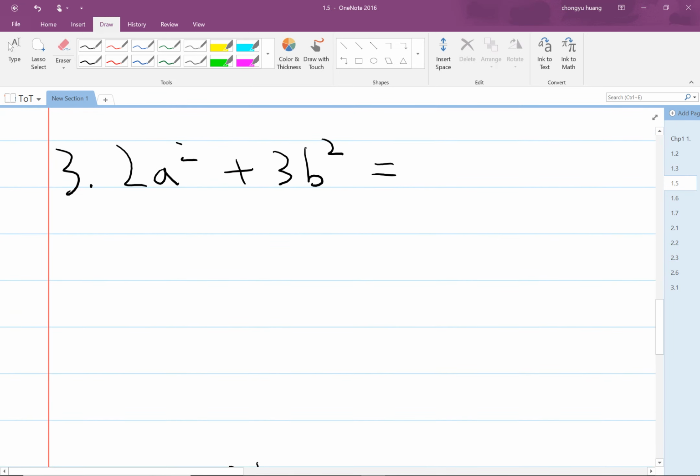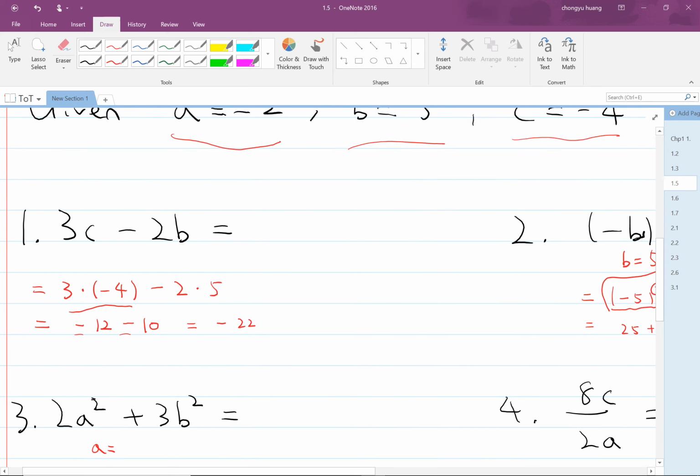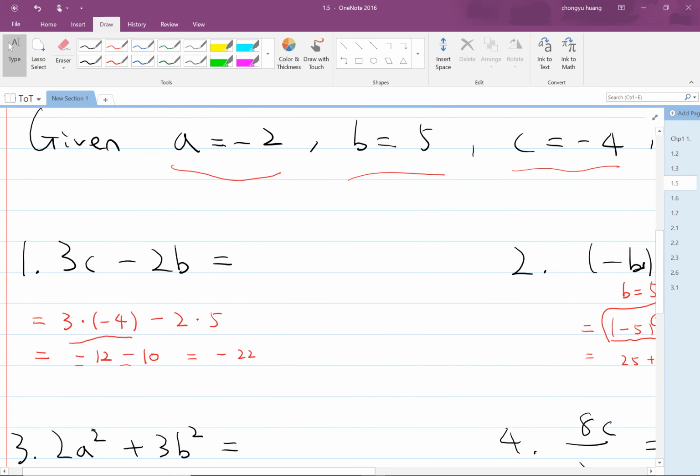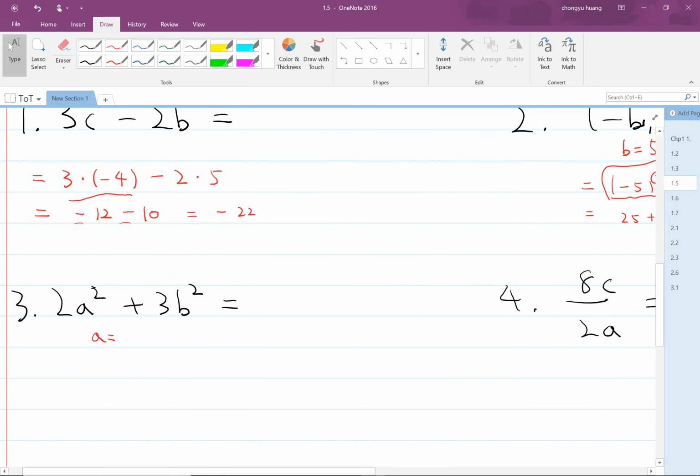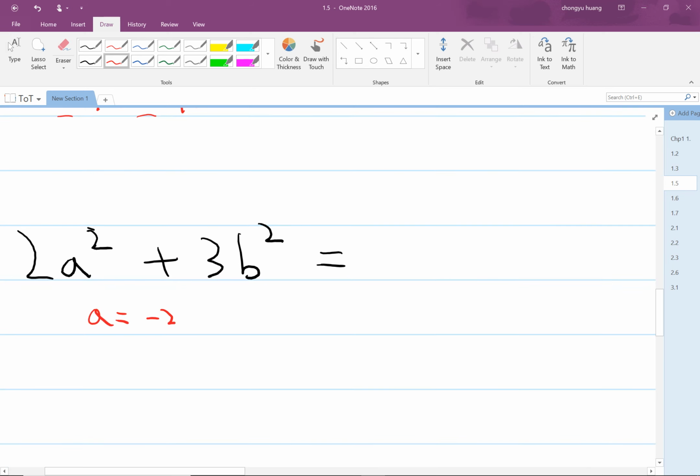So over here we got 2a squared plus 3b squared, right? So we got 2 variables over here. One variable is a, right? And let me write down the value first. A is actually equal to -2, so you write it down. So a is -2, okay?